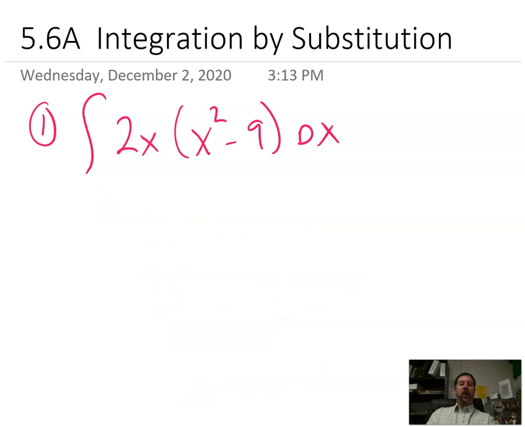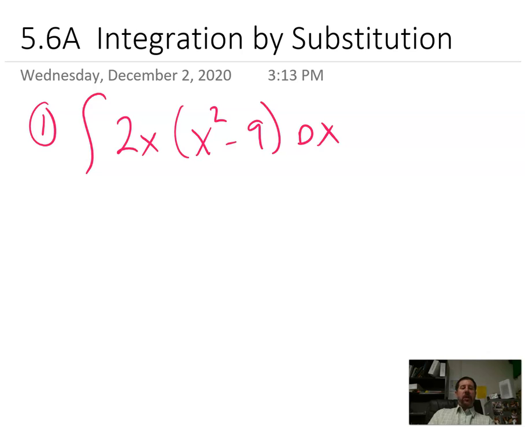Okay, when we do integration by substitution, you keep hearing me say this u sub. What we want to do is rewrite this problem in terms of u's. Okay, I'm going to substitute u in for some stuff. And that way I can rewrite my integral in terms of u's to make this integral easier to integrate.